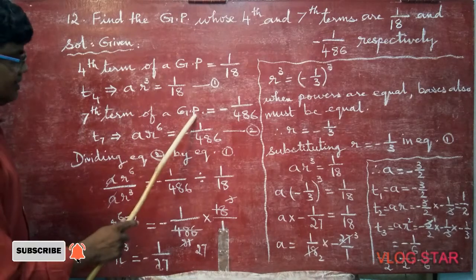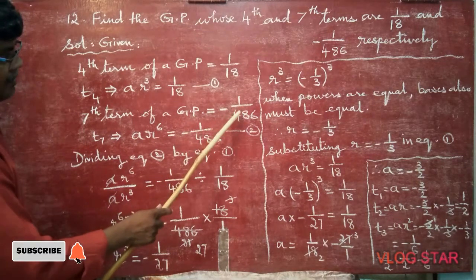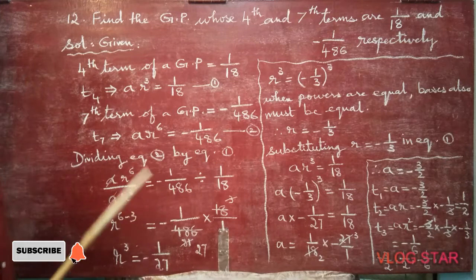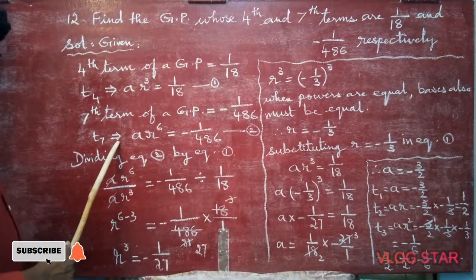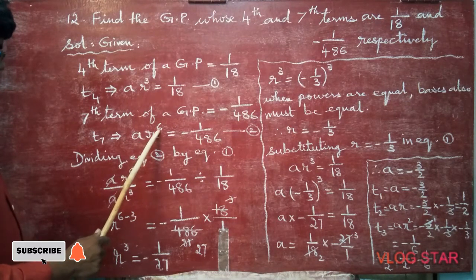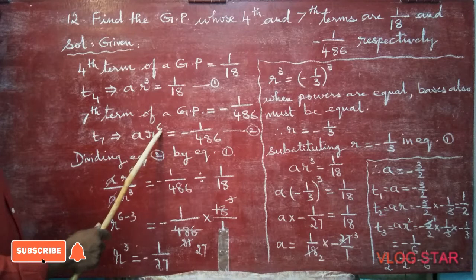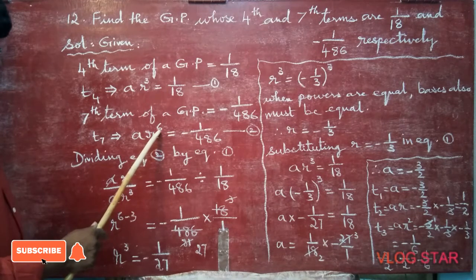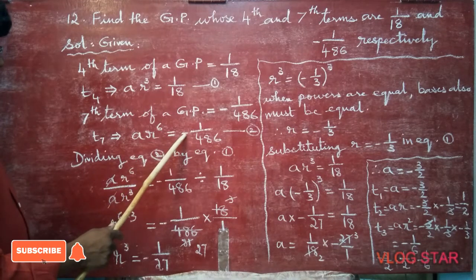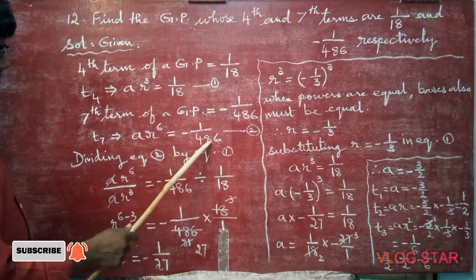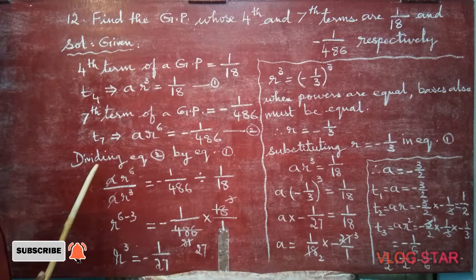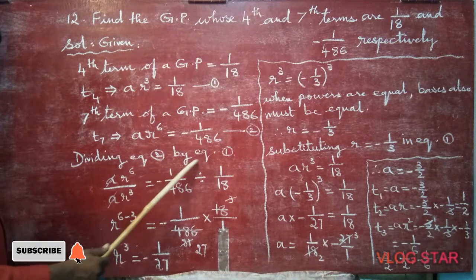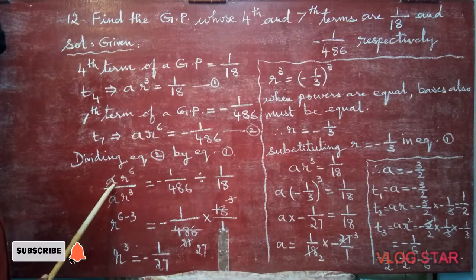The 7th term of a GP is equal to minus 1 by 486. T7 means the 7th term, implies ar to the power of 6, just one power less, r to the power of n minus 1. So, it is equal to minus 1 by 486. This is equation 2. Dividing equation 2 by equation 1.